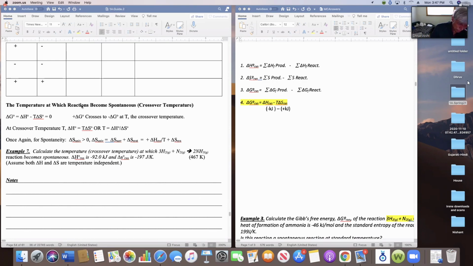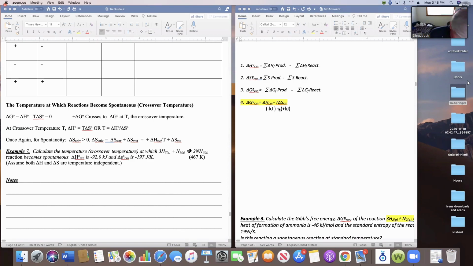The temperature at which reactions become spontaneous, the crossover temperature, means a reaction that was not spontaneous became spontaneous. The reaction that was not going on started going on. At what temperature does that happen? Remember, we talked about the temperature dependence of the spontaneity of the reaction. Some reactions are spontaneous at high temperature and not spontaneous at low temperature. So at which temperature does the change happen? This is what we are talking about.